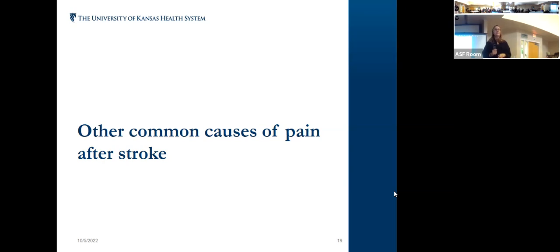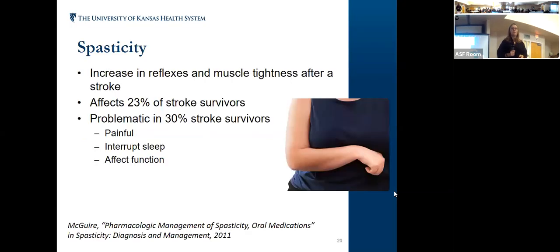All right. We're going to look at a couple other common causes of pain after stroke. And these things are interesting. A lot of times we're trying to decide, is it the shoulder or is it one of these other syndromes? So I thought it would be good to just share with you what they are.